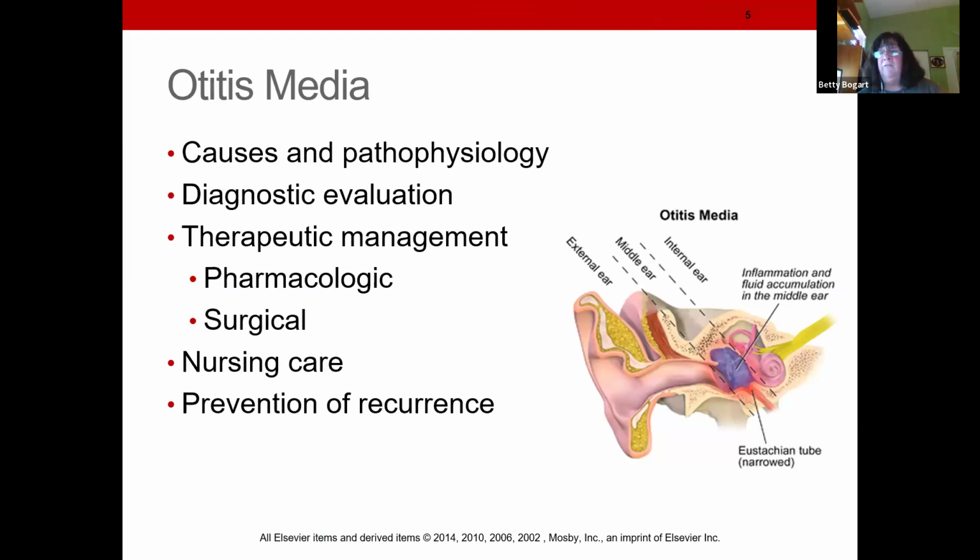Have you ever had an ear infection? They hurt. Medicate for pain, that's your priority. Because antibiotics aren't going to kick in for how long? A day, or two? But the pain we need to relieve right away. So we're going to be giving ibuprofen, acetaminophen.